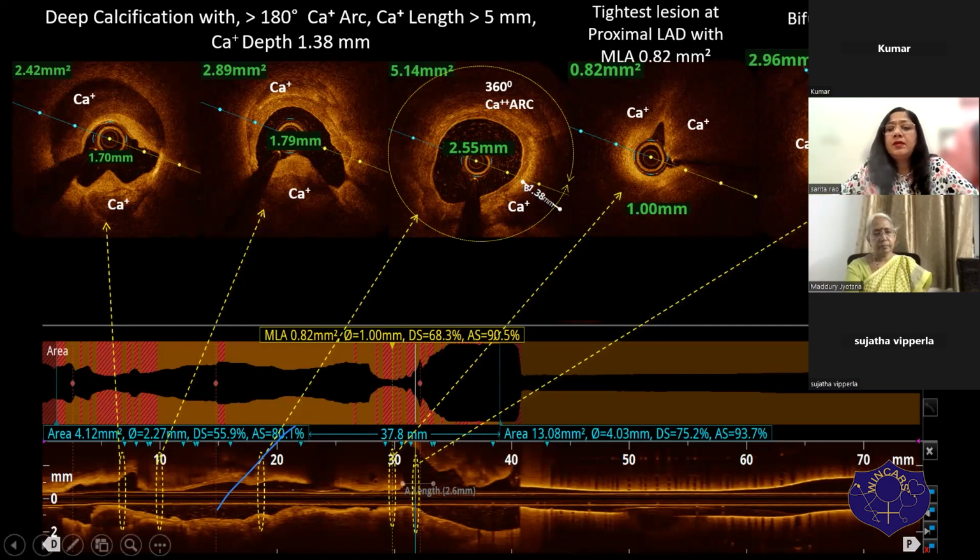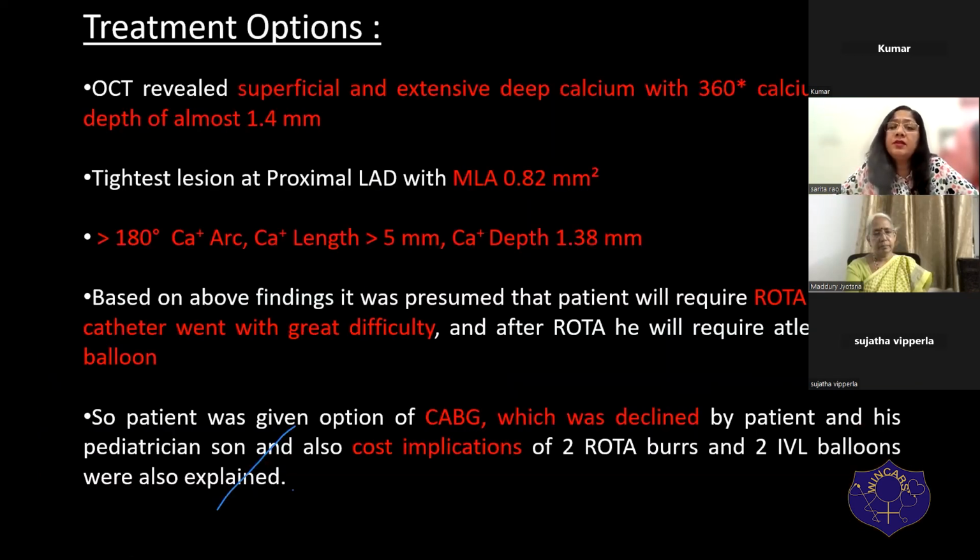And when you go ahead, you see presence of both superficial and extensive deep calcium. Depth is almost 1.4 and at places 360. Tightest lesion, proximal LAD, MLA is only 0.82, right? So you have length greater than 5, you have a calcification arc greater than 180, you have depth 1.4. So your calcification score is very high.